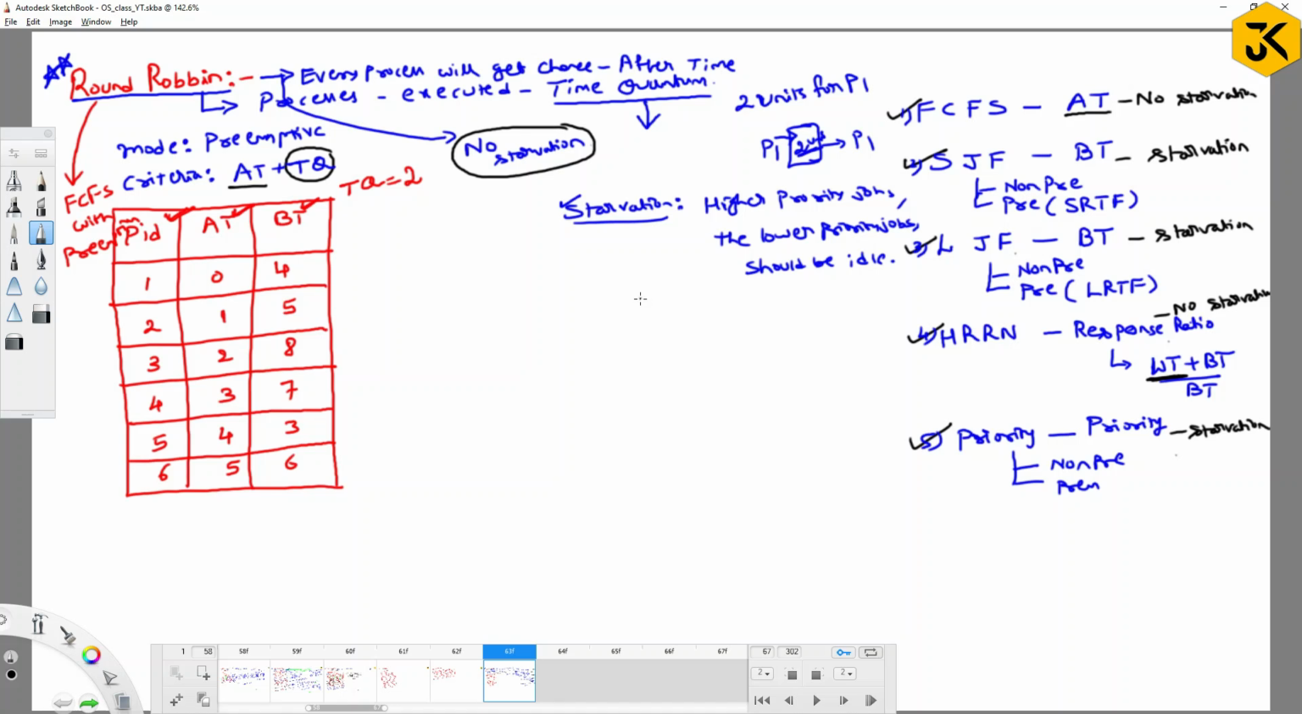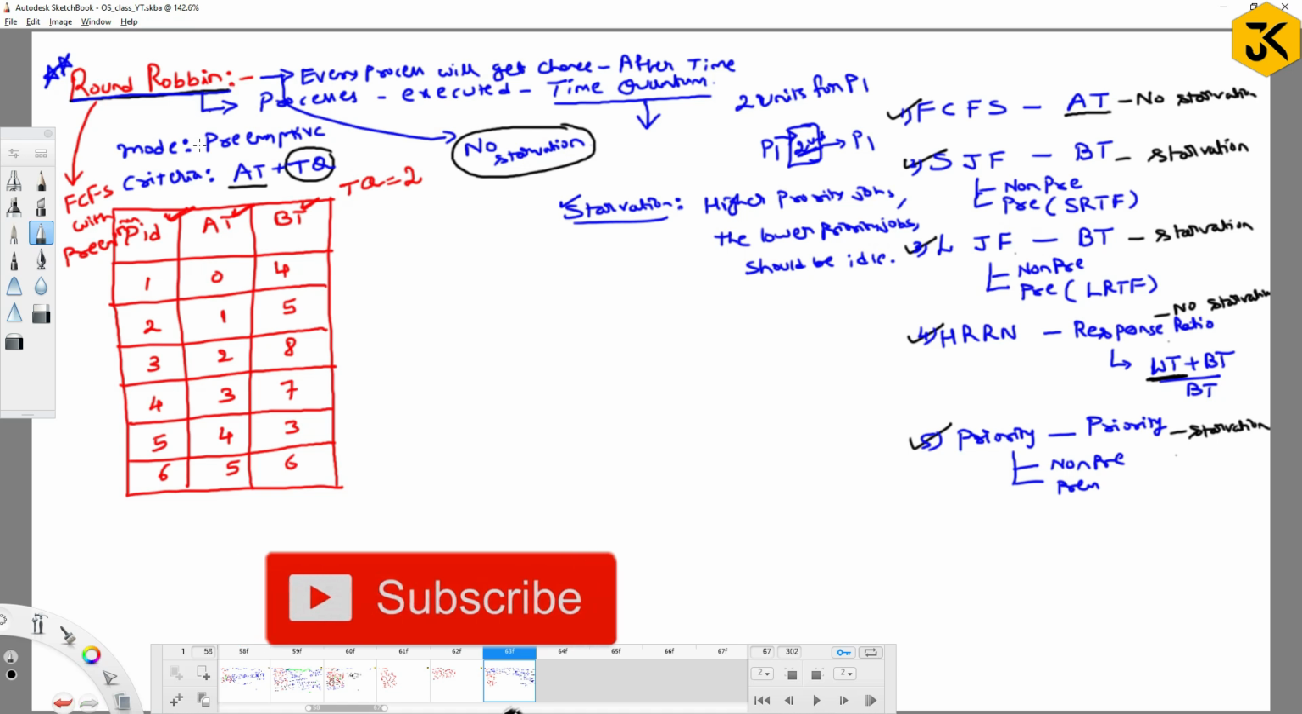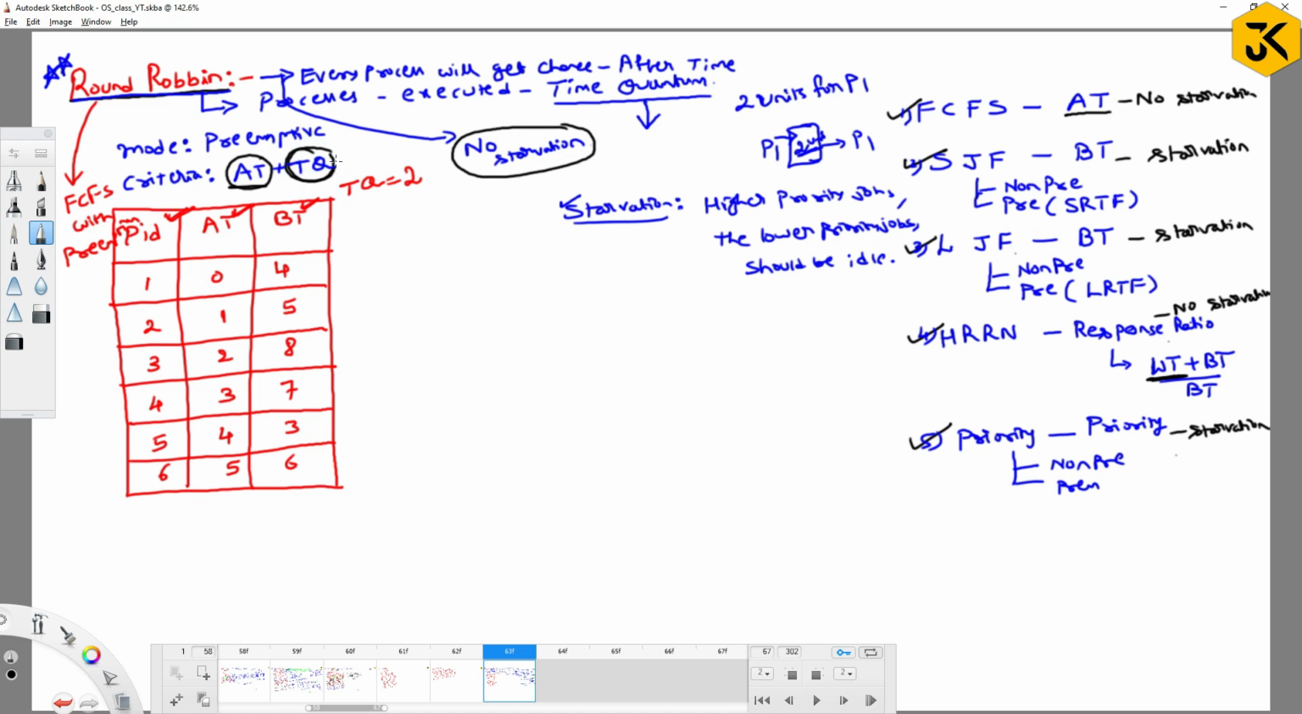Hi everyone, welcome back. Let's see a round robin algorithm with an example. Guys, the round robin algorithm is going to execute based on the criteria of arrival time with time quantums. This is the reason we call this FCFS with preemption.